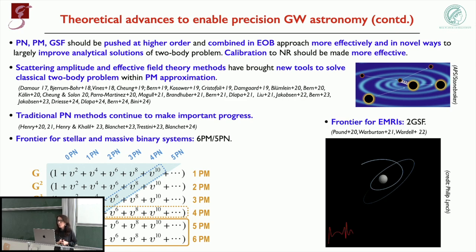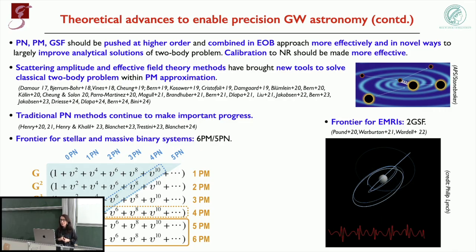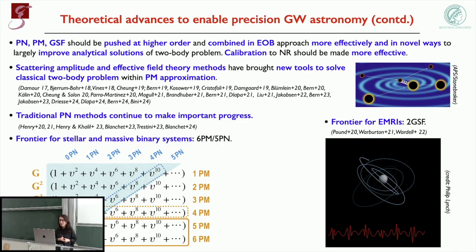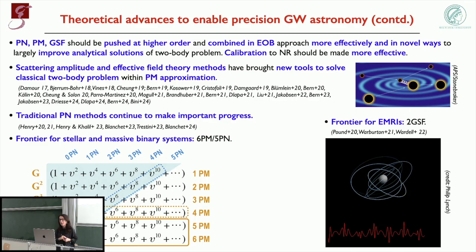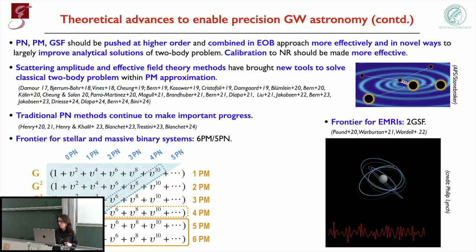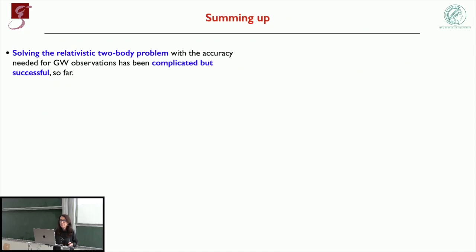And this is a beautiful video of the extreme mass ratio inspiral, these millions of cycles that we want to have ready for LISA, because by monitoring and probing the space-time around the black hole for so many orbits, we can really test general relativity in an exquisite way. So this is very important. Let me skip this, summing up. Solving the relativistic two-body problem has been complicated, but successful so far.